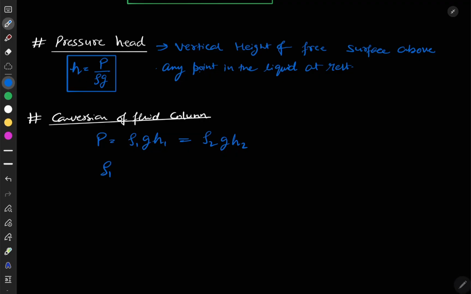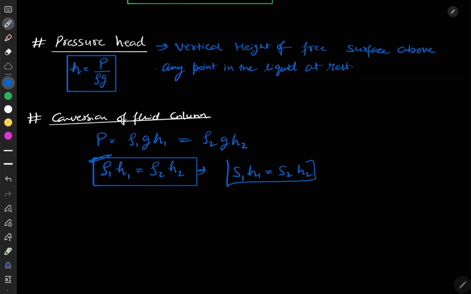So from here I can write rho 1 h1 is equal to rho 2 h2. This is your relation for conversion. Or we can also write it using specific gravity: s1 h1 is equal to s2 h2. So this is your conversion of fluid column. If you know the height of the fluid for a given column, you can convert it into another one. Now we will start with our next topic, that is pressure measurement devices.